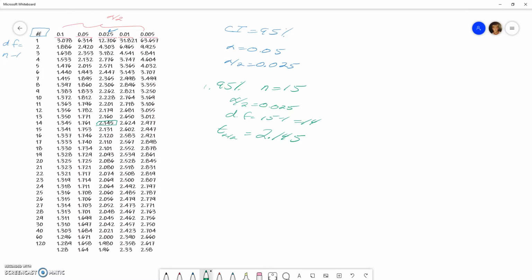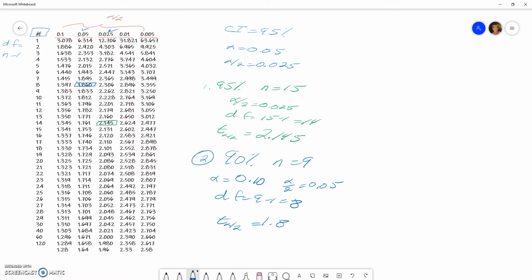So in our second example, let's change this to blue. We have 90% confidence and sample size equals 9. So alpha would be 10% or 0.1. Half of alpha is going to be 5% or 0.05. Degrees of freedom would be 9 minus 1, which is 8. So this is going to be using this row here, 0.05 and 8 degrees of freedom. So our t-value that we need is 1.860.